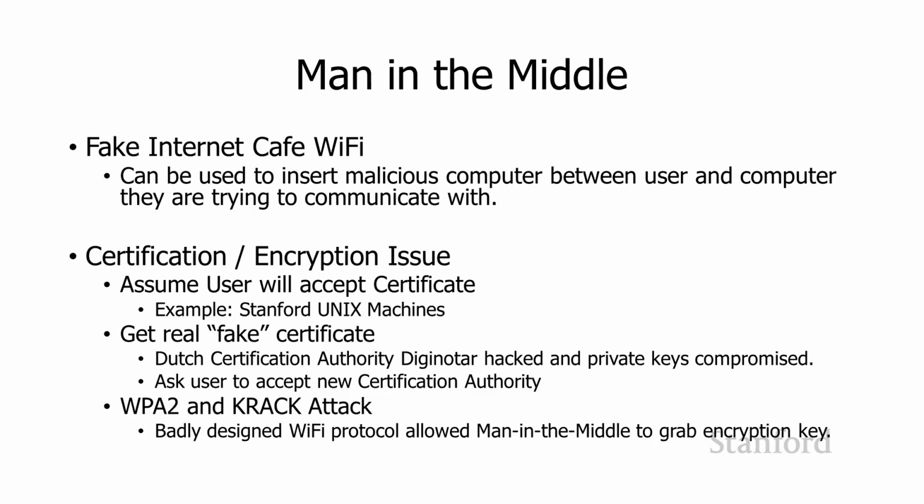How do you get around the certification encryption issue? One thing is you can assume the user will just accept the certificates. So if you log into the Stanford Unix machines, they will send you this big, long identification string saying, hey, here's my security identification. You can double check and make sure that this really is the Stanford computer it says it is. And the thing about the Stanford Unix computers is there are dozens of them. So there are dozens and dozens of these identification strings.